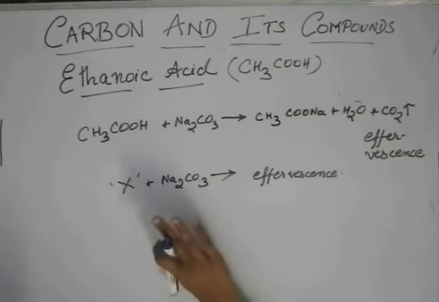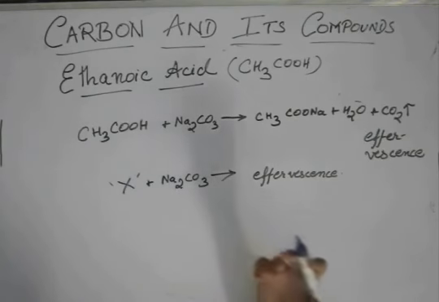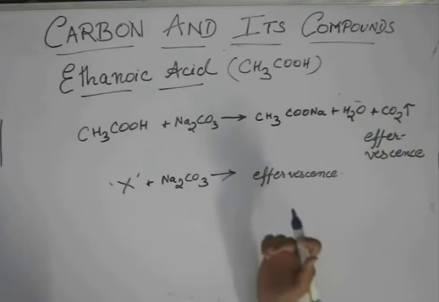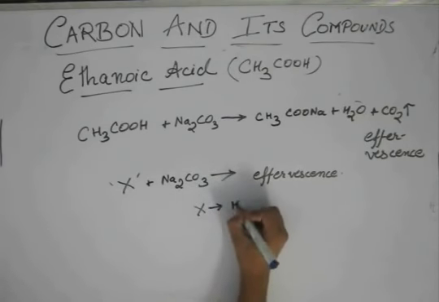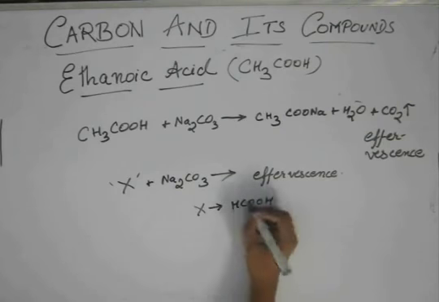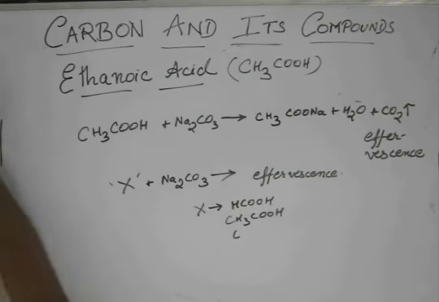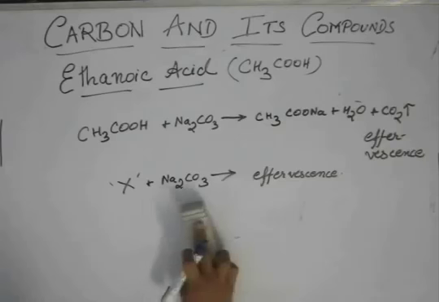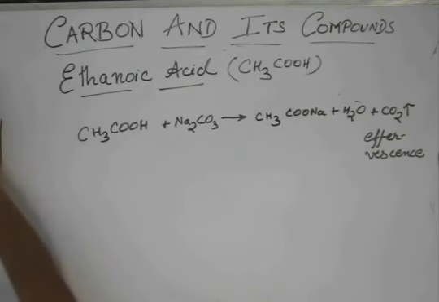So X is an acid, and it is an organic compound, so it has to be an organic acid like methanoic acid, ethanoic acid, propanoic acid. So actually X can be HCOOH, CH3COOH, C2H5COOH, and so on. All the acids, not only ethanoic acid, will give effervescence, will give this reaction.